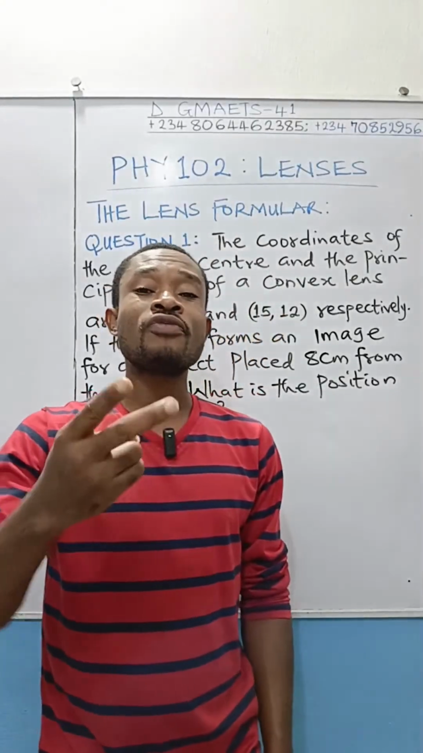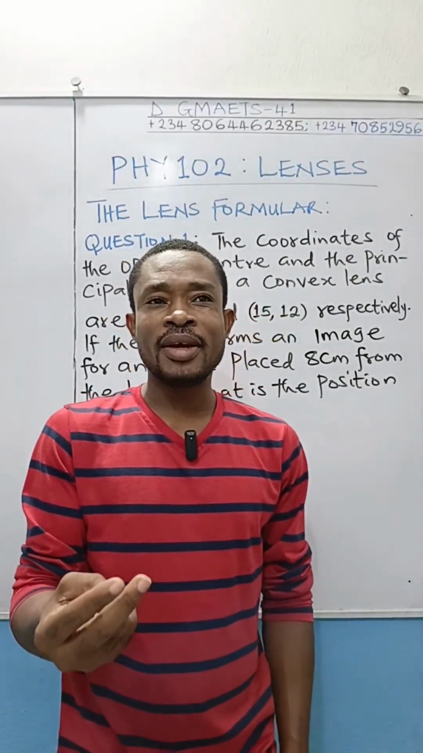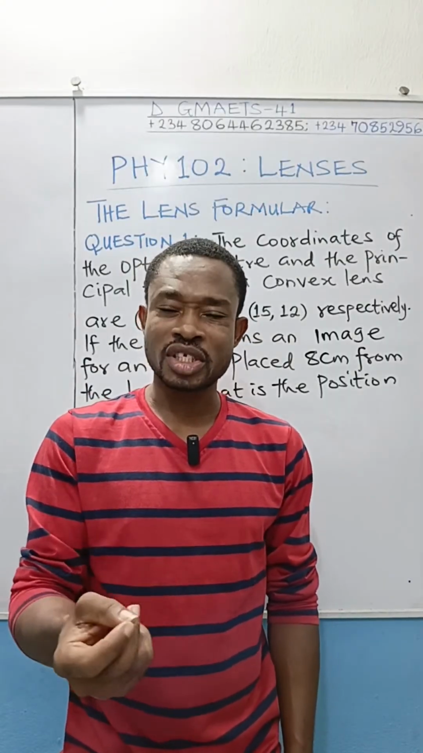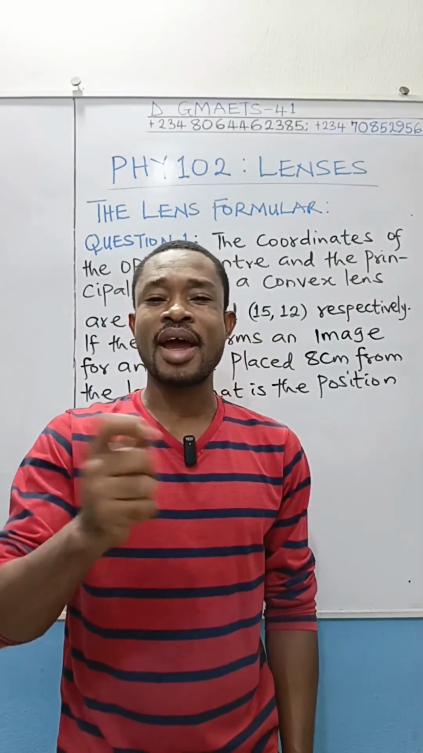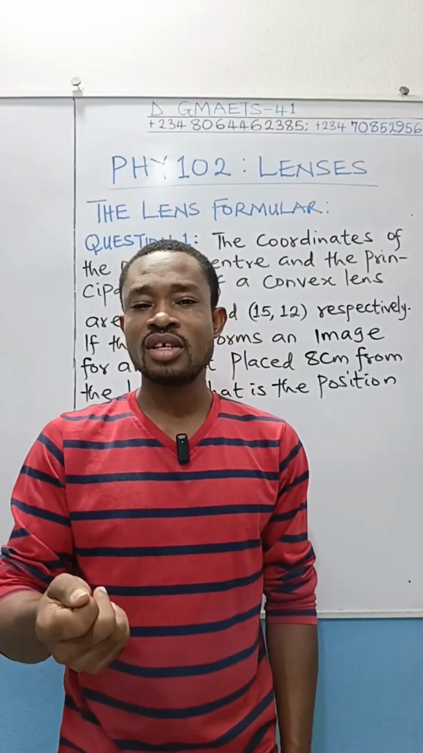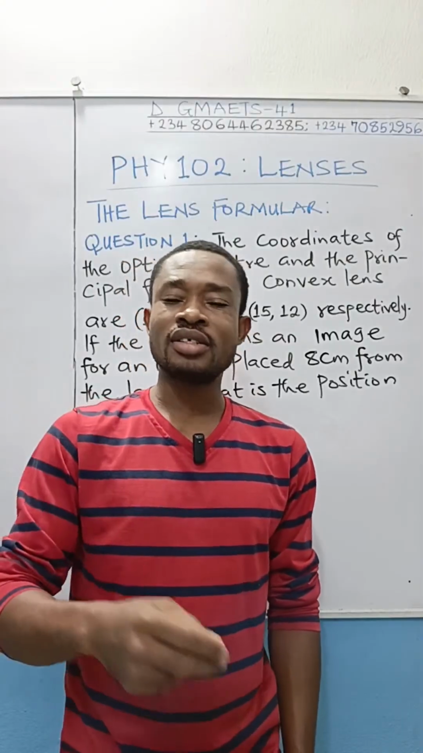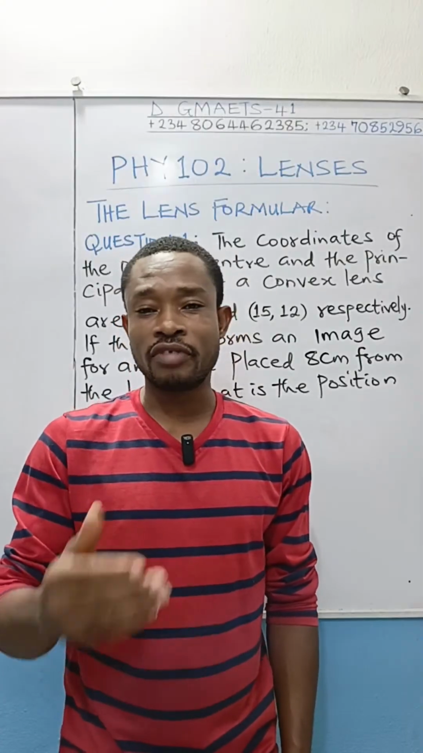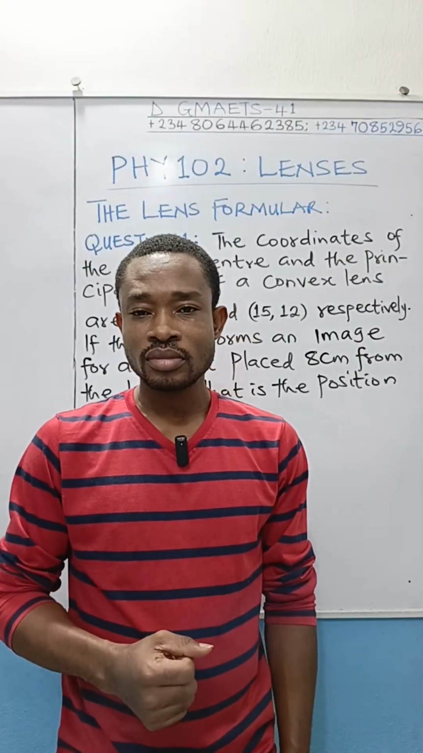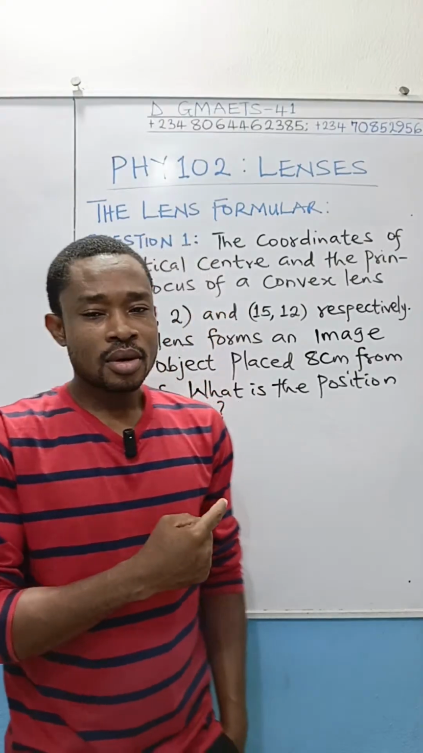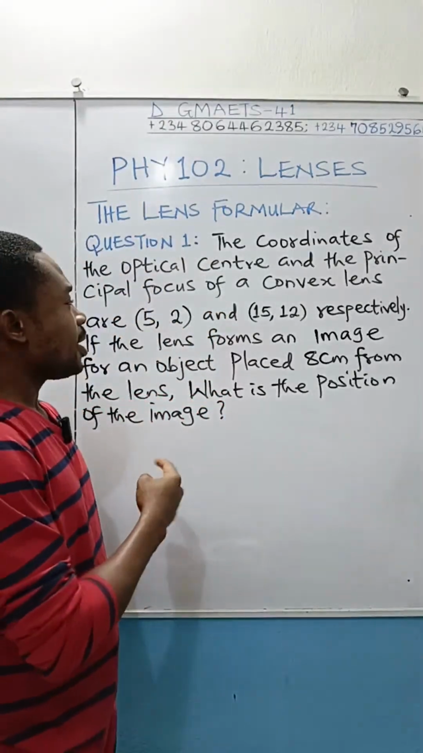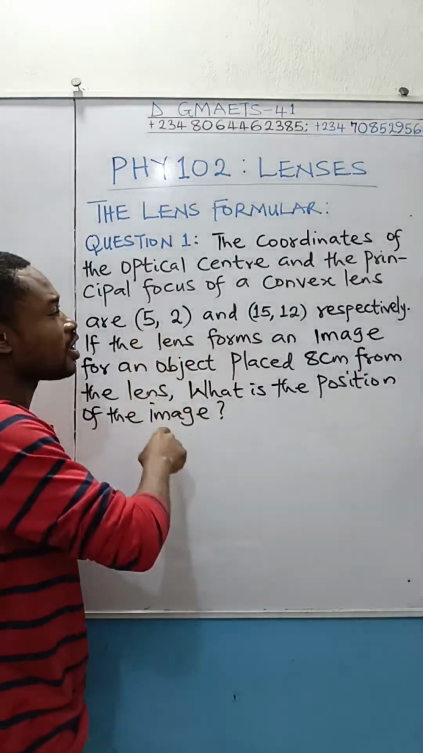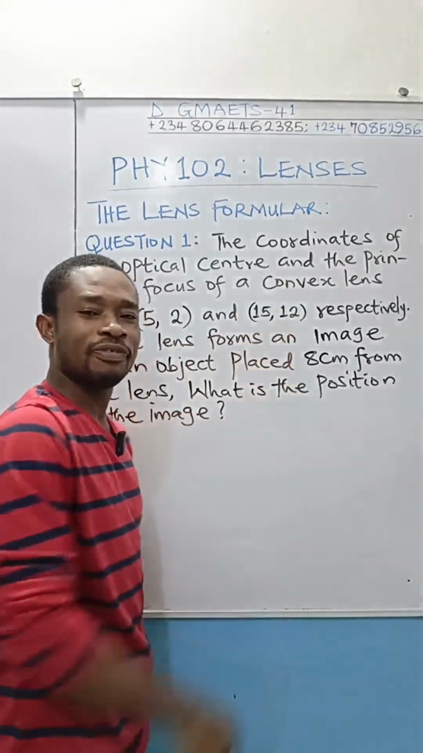So we're going to solve this question and get the position of the image. We'll also go further to talk about the nature of the image, which has to do with whether the image is erect or inverted, whether it is magnified or diminished, whether it is real or virtual. Now, we were given the coordinate of the optical center. We were given the coordinate of the principal focus.